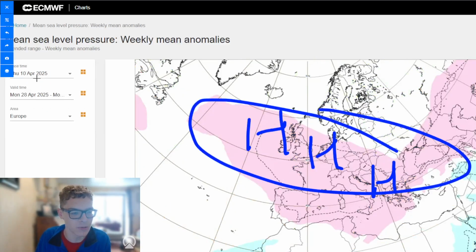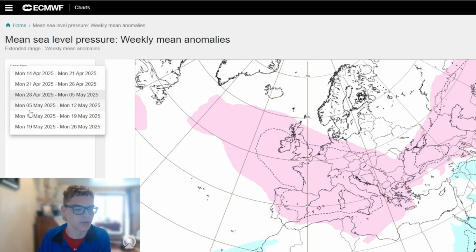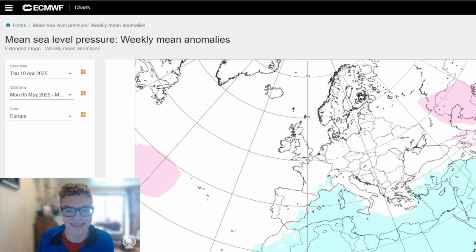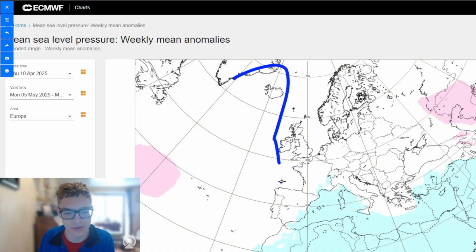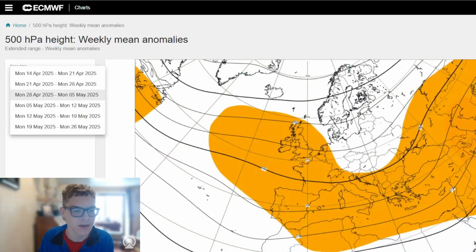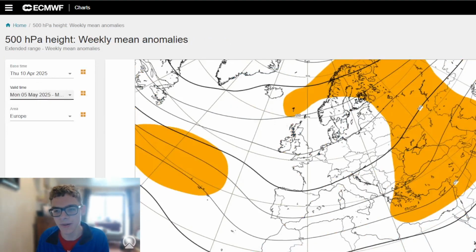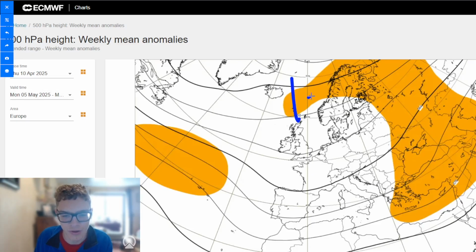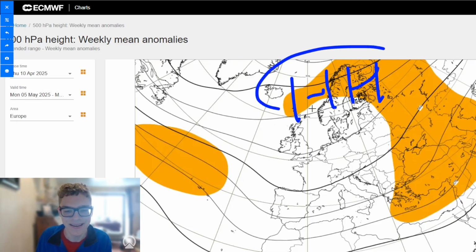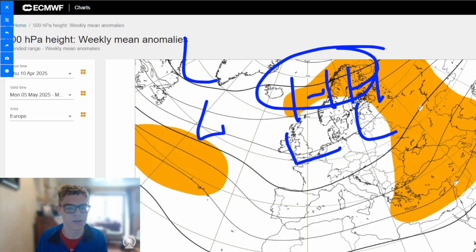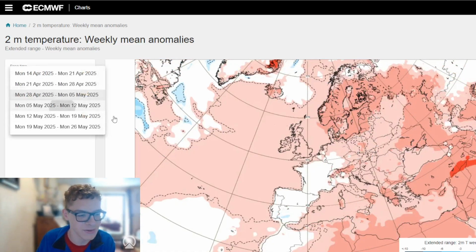Week 4 will be the 5th to the 12th of May. Well, there's no signal. There's literally no signal there, so we'll put a no. 500 millibar heights, will they help us a little bit? Well, not really. There's high pressure sat towards Scandinavia, and this white area could be low, but all of this won't be troughs of low pressure, so a bit of a mysterious chart.